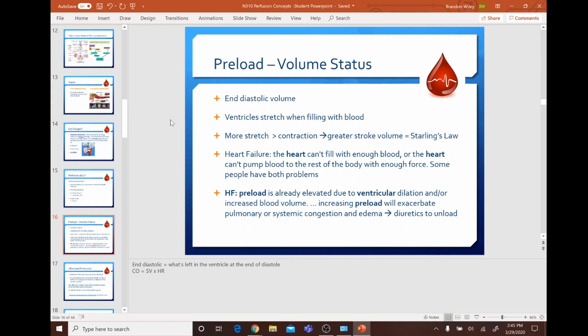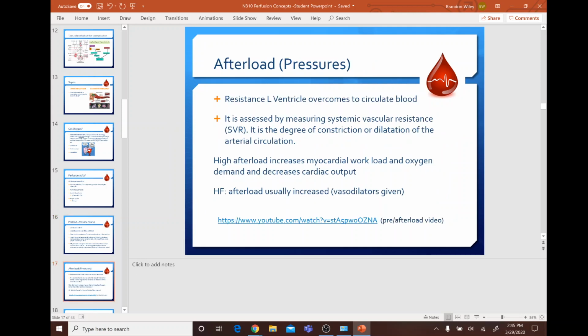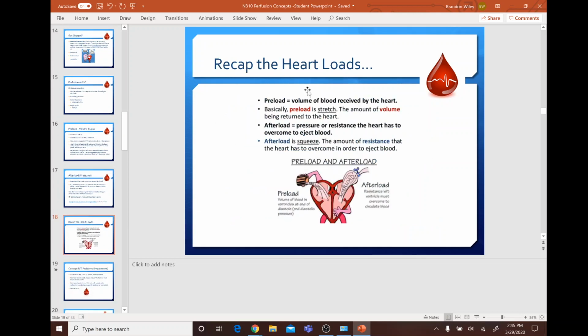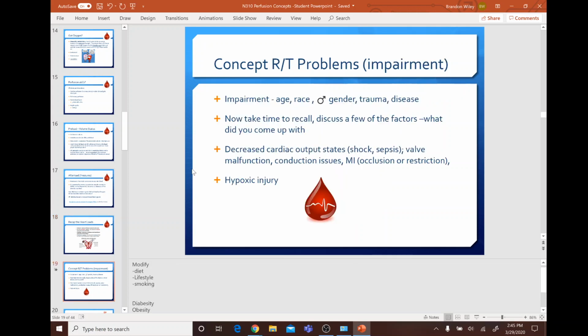So how do you think you deal with an increased preload? What would you give to deal with that? Well, you'd give diuretics. Then afterload, we know that's pressure. What would we give for increased afterload? Vasodilators. So, looking over this, preload, we know it's the volume. Afterload, that's pressure. Preload is the heart stretching. Afterload is the heart squeezing. Okay? Not too hard at all.